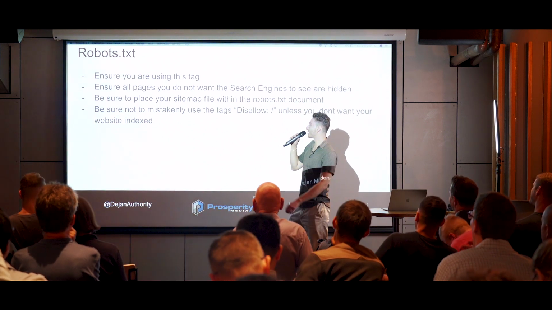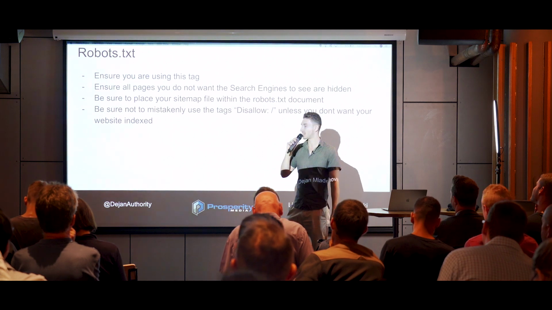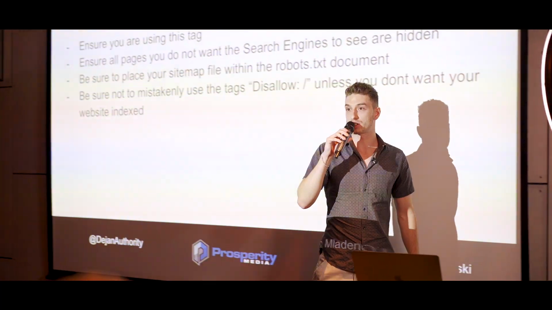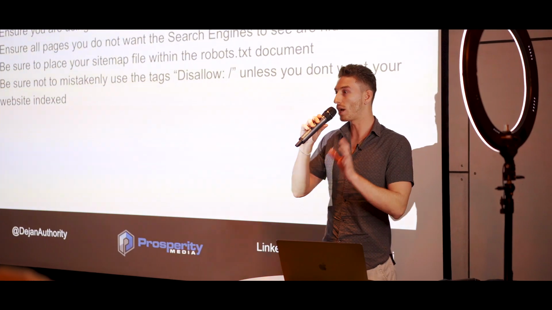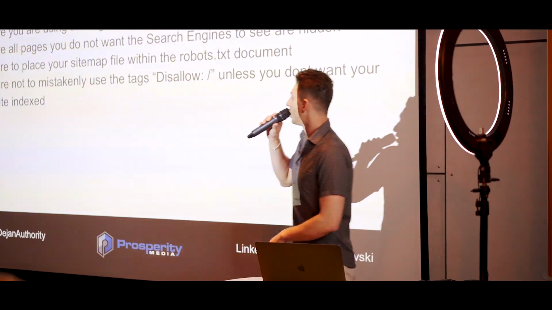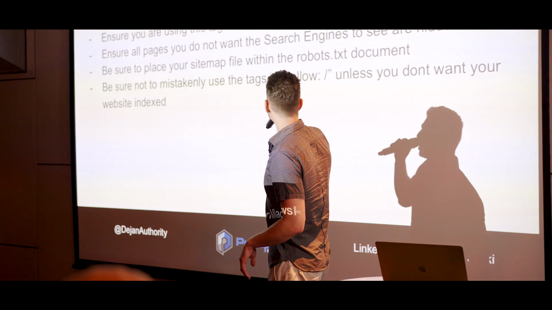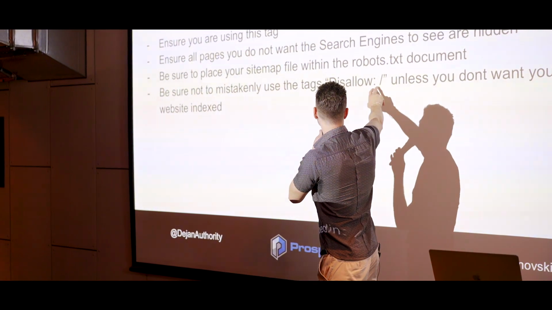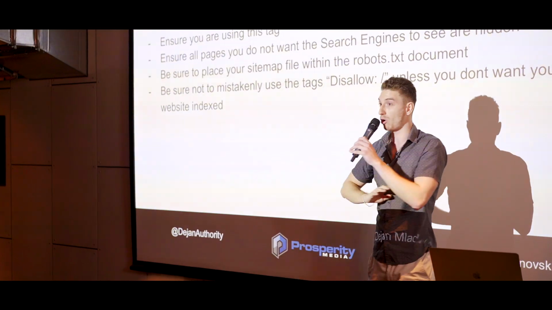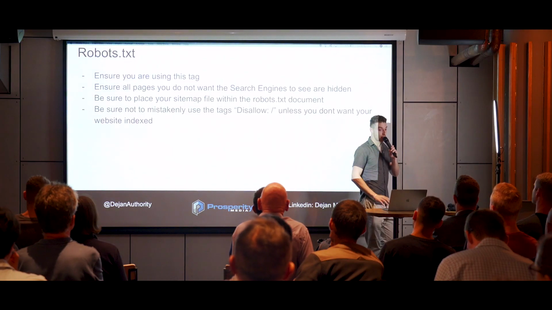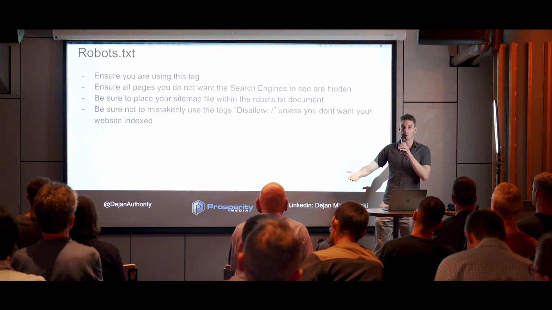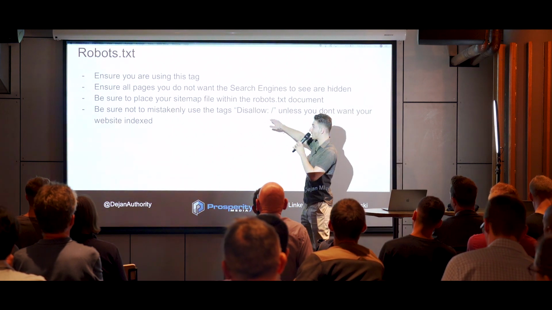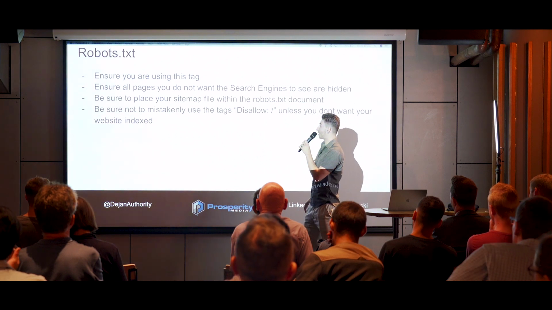So you want to ensure you're using a robots.txt file. A robots.txt is essentially a text file you put onto your site which tells search engines where to go and where not to go. You don't want to ensure that you're putting a disallow directive. This blocks your whole website from search engines, unless of course you're in development mode or you're just testing. But if you have a live site that you want indexed, be sure that you don't have that code on there. That's detrimental.